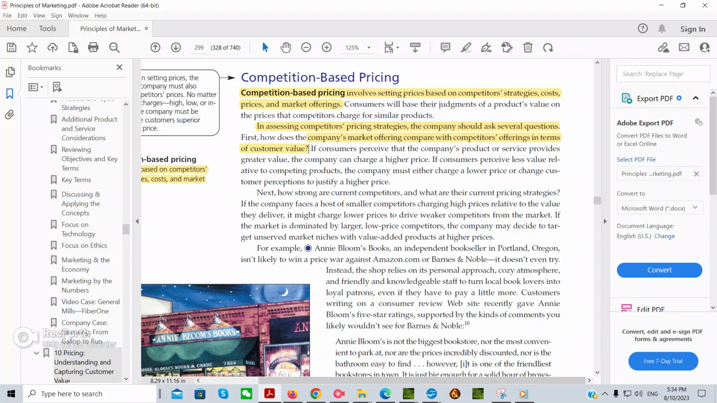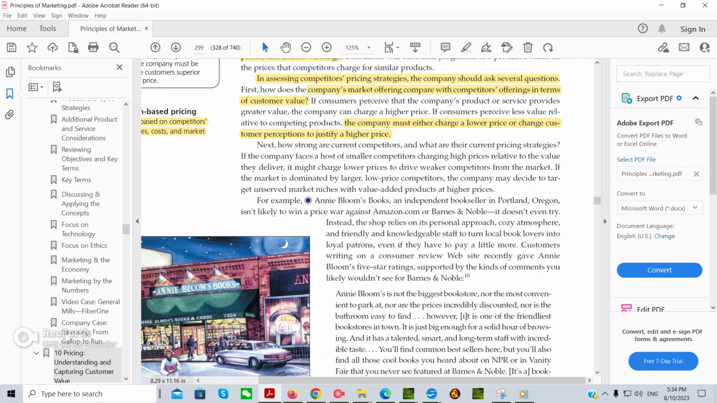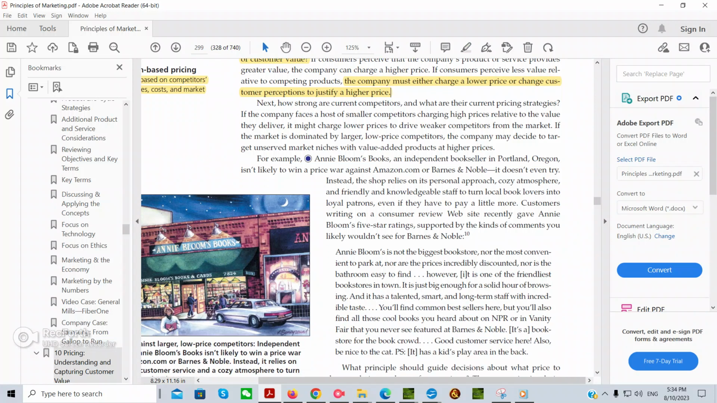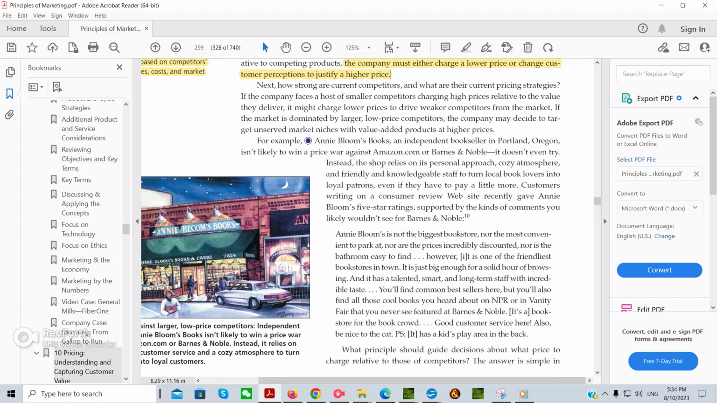Obviously, a customer won't pay the same price when they're in a group as if they were one on one. If consumers perceive less value relative to the competing products, the company must either charge a lower price or change customer perceptions to justify the higher price. So why are you charging a higher price? You have to ask yourself why. Do you have a good reason, or is it just because you're greedy? You just want more. Well, wanting more doesn't add value to the customer.